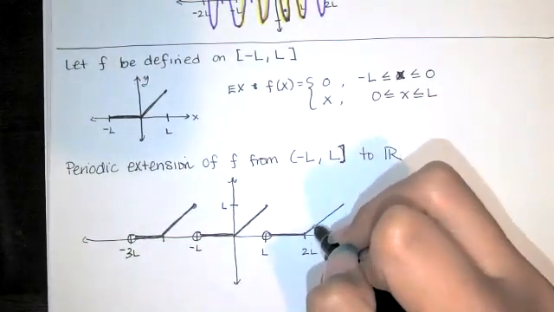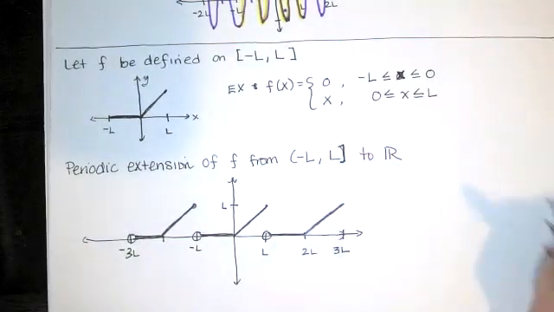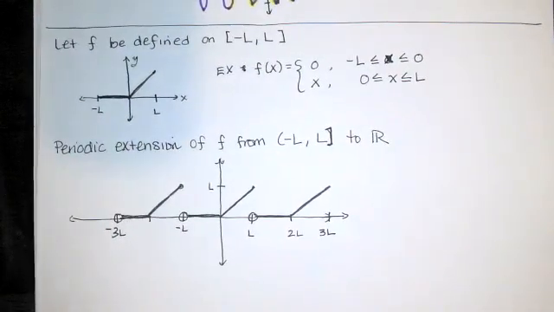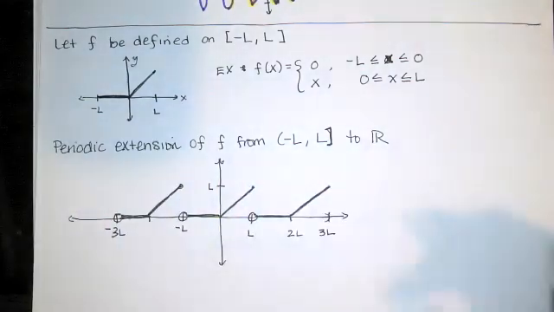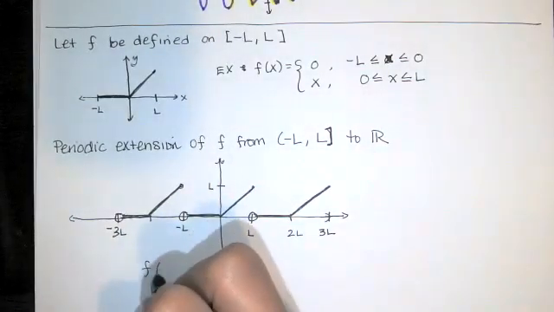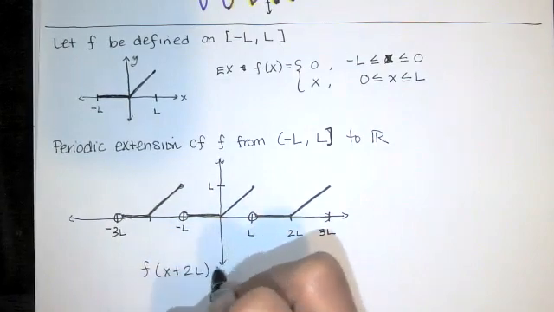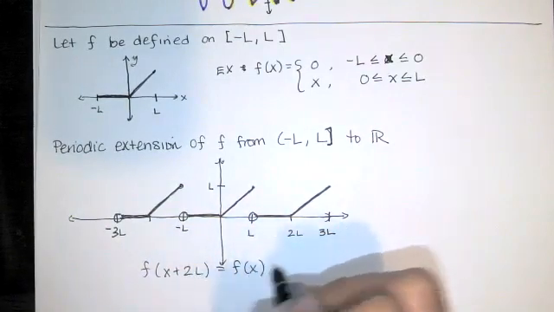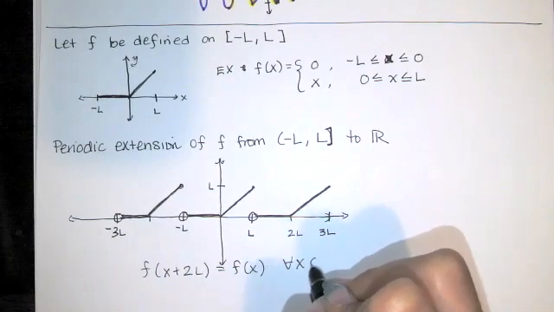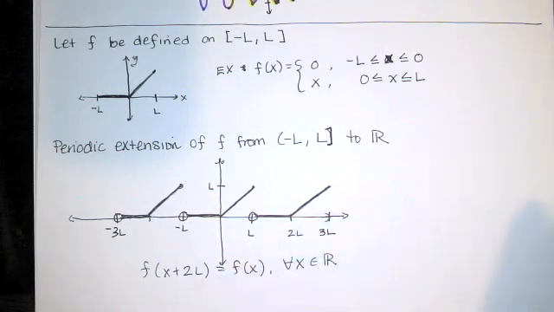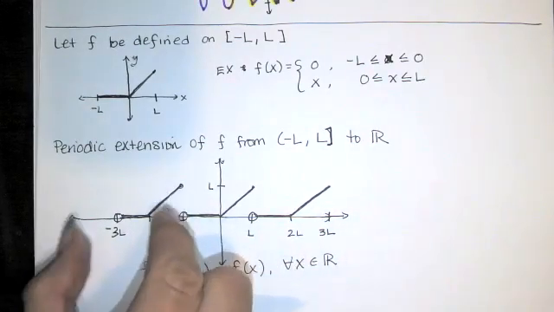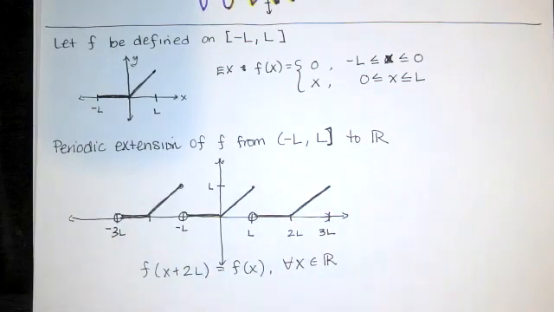Okay. So that's the periodic extension. And of course, it goes on infinitely. You're going to see this over and over again. We want f of x plus 2L to equal f of x for all x in the real number system. And that will be true provided this pattern continues. We're just drawing 3 periods of it.